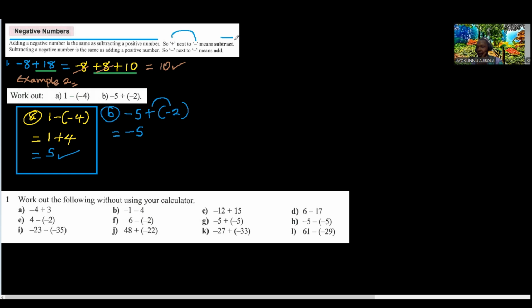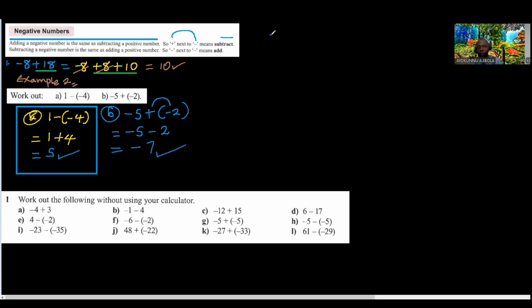Is that clear? Yeah. So we have minus 2. Since the negatives are 5 and the negatives are 2, then the total negative is 7. Is that clear? Yeah.